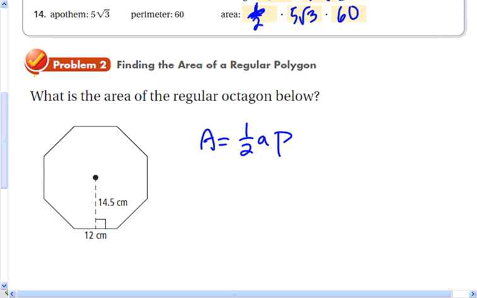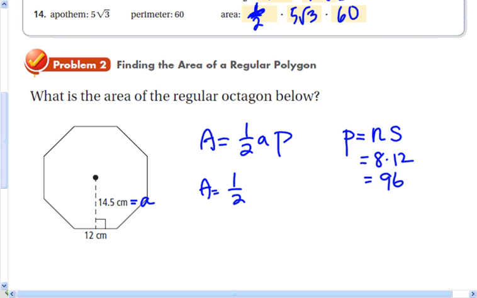Just going to mark a couple things. 14.5 is the apothem. The perimeter we're going to get by taking the number of sides times the length of one side. In this case, the number of sides is 8 and the length of one side is 12. So that's 96. So our area is 1/2 times 14.5, that's the apothem, times 96. And that equals, we use our calculator, 696 square centimeters.